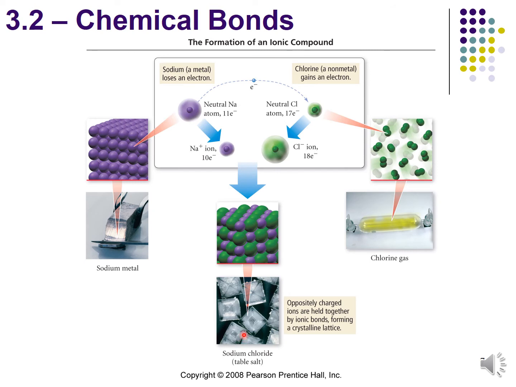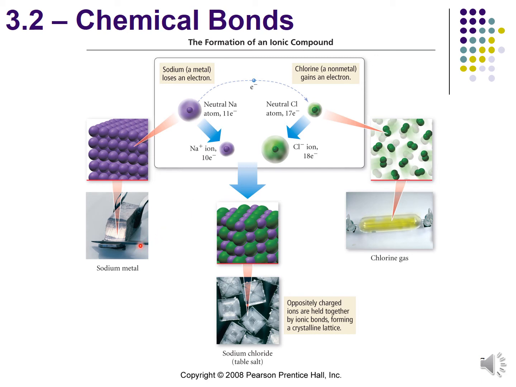Here's another example of our ionic compound. So here's our sodium, metal. It's going to lose an electron to become a sodium cation. Now that electron that it loses, chlorine is going to gain that electron to become a chloride anion. When we put those two together, we make sodium chloride, or table salt, an ionic compound.